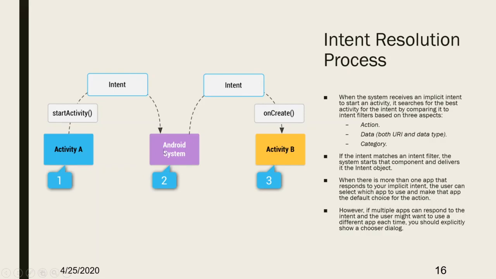And if Android system finds that there are multiple activities that can handle such action, then Android system will display a chooser dialog so that user can select from multiple activities to handle the desired operation. When the user selects a single activity from the chooser dialog, that activity will be started by Android system and the intent will be passed to that activity.